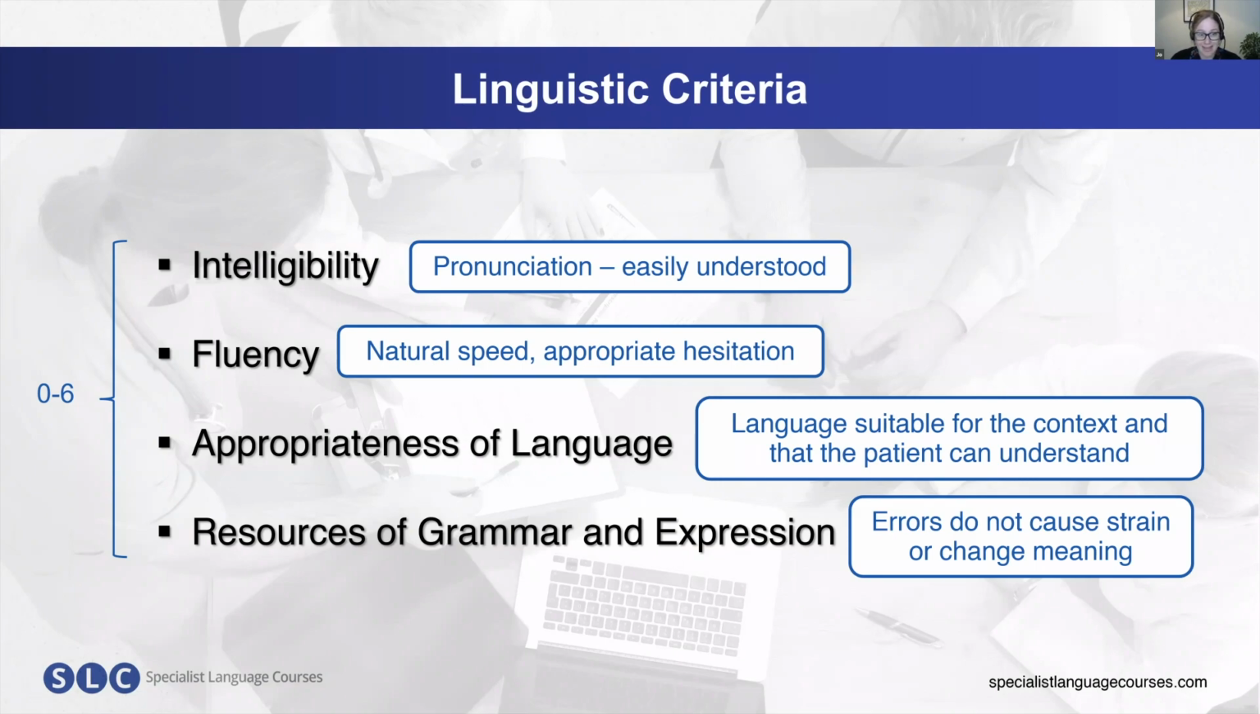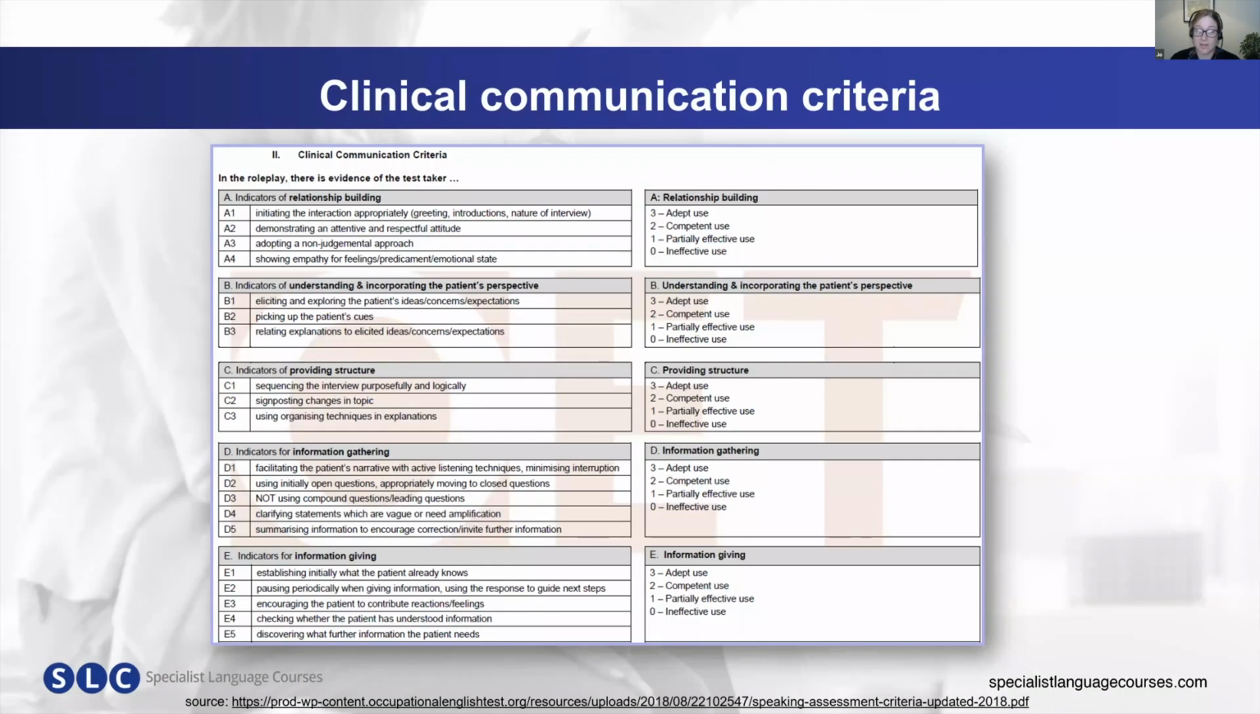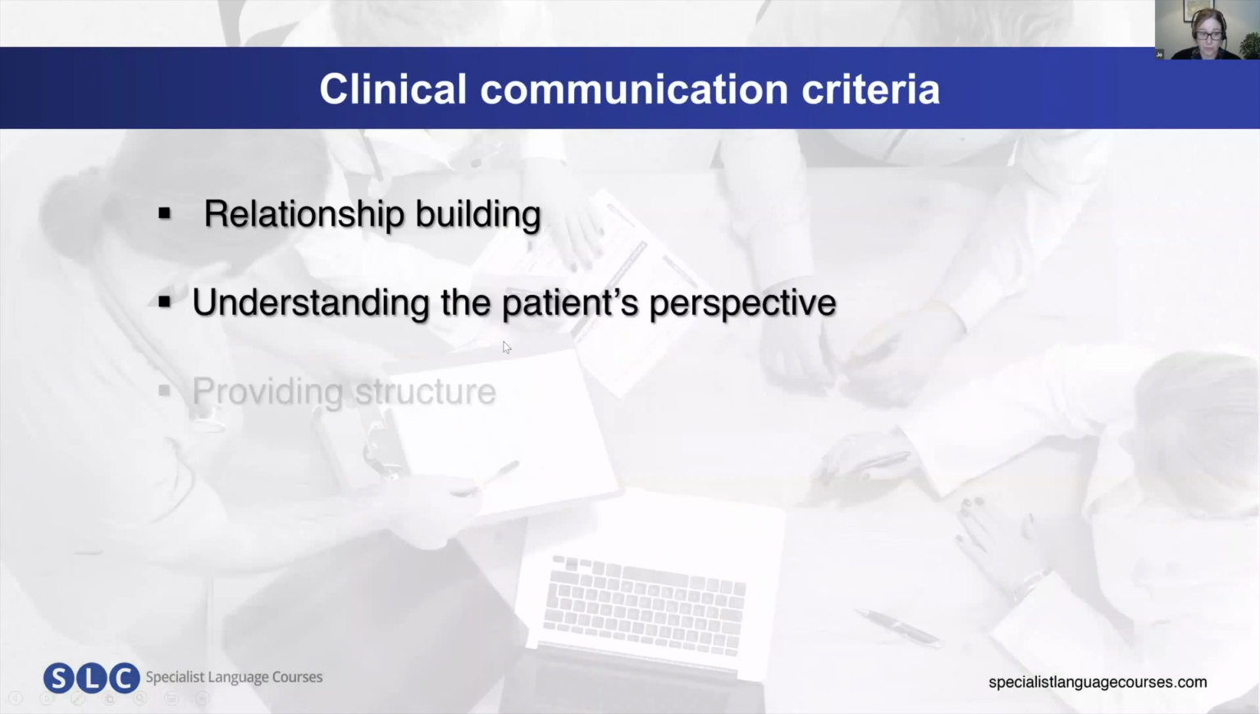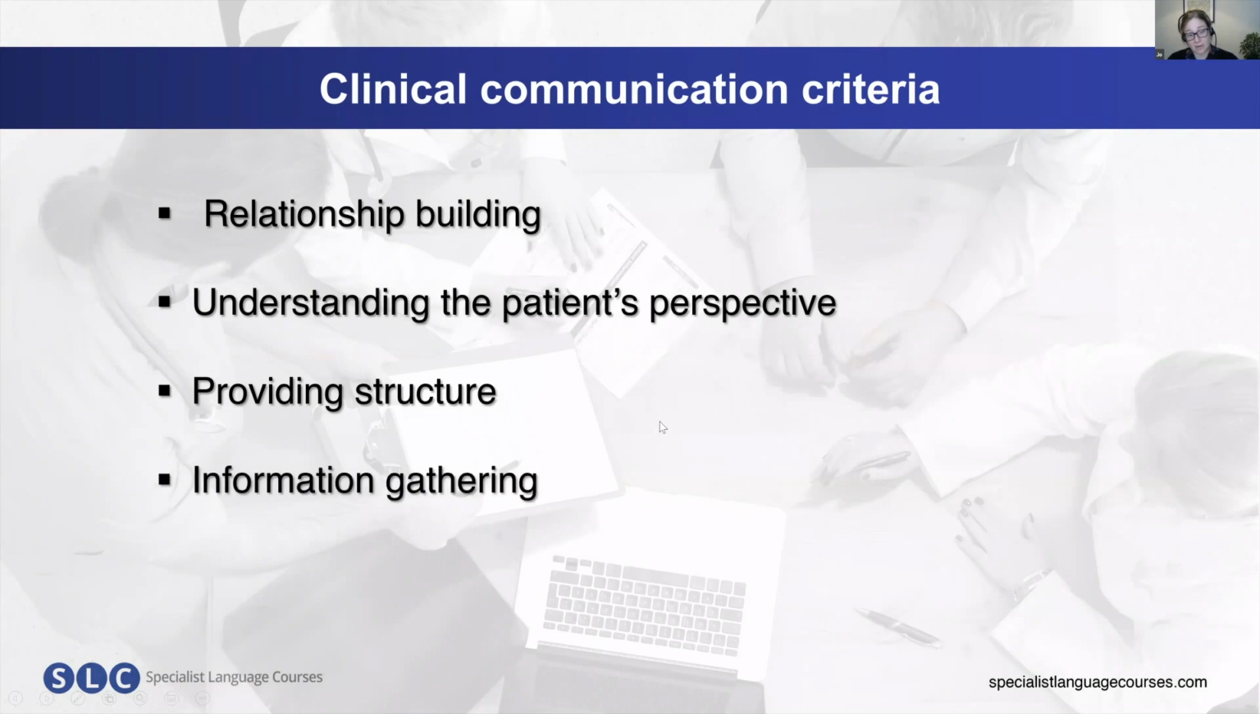So the other criteria, as you said, was the clinical communication criteria. Now, this is a lot of criteria to go through, so we're not going to go through everything in detail. We're going to focus on just two today, but very briefly what they mean. So we've got relationship building, understanding the patient's perspective, structure, information gathering, and information giving.